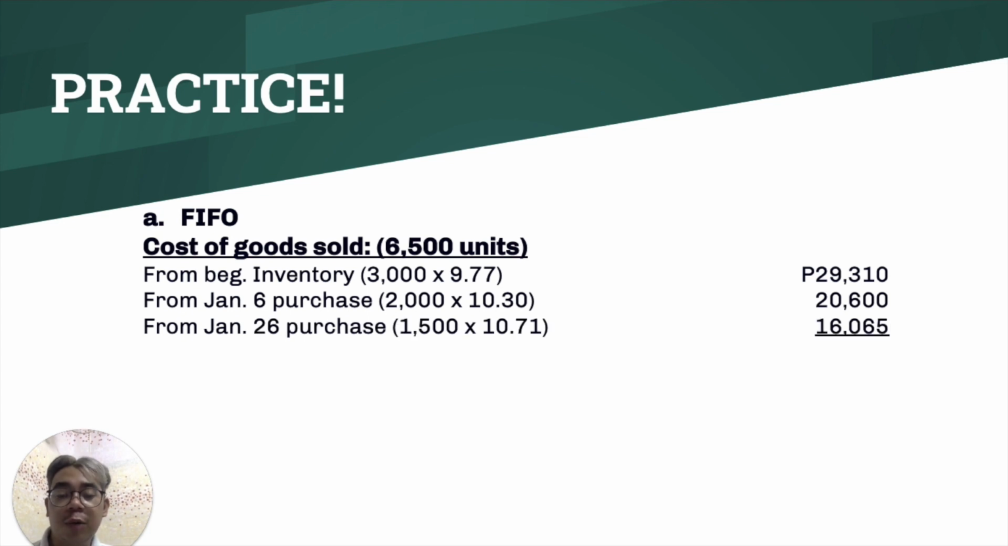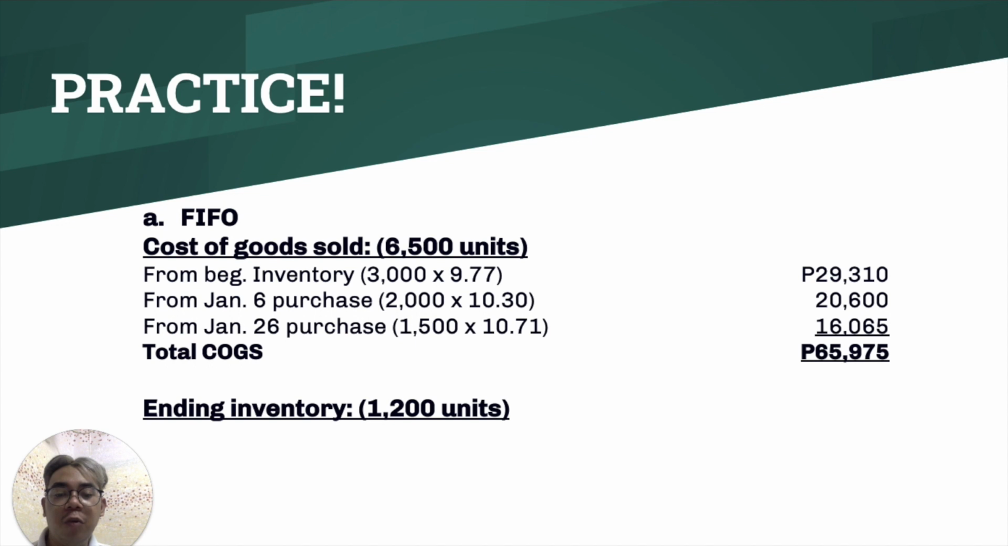That's from the January 26 purchase, 1,500 times 10.71, that's 16,065. So ang total cost of goods sold mo ay 65,975. For the ending inventory naman, yung 1,200 units, galing to doon sa pinaka-recent na purchase, which is yung pinakahuli or yung 10.71. So if you just multiply that, 1,200 units times 10.71, that's 12,852. So that's how you compute for FIFO.